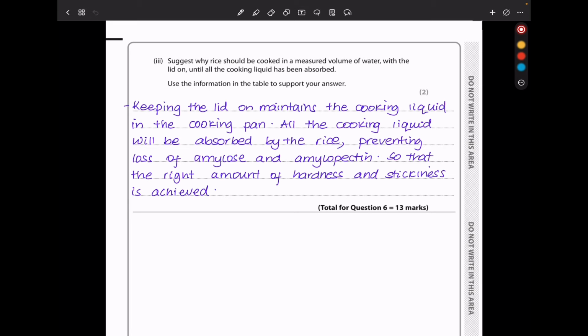If we cook while placing the lid on, the liquid is going to be maintained inside the cooking pot, and all the amylose and amylopectin is going to be retained within the pot. So this is going to give the rice the correct hardness as well as thickness. So I said keeping the lid on maintains the cooking liquid in the cooking pan. All the cooking liquid will be absorbed by the rice, preventing loss of amylose and amylopectin, so the right amount of hardness and thickness is achieved.